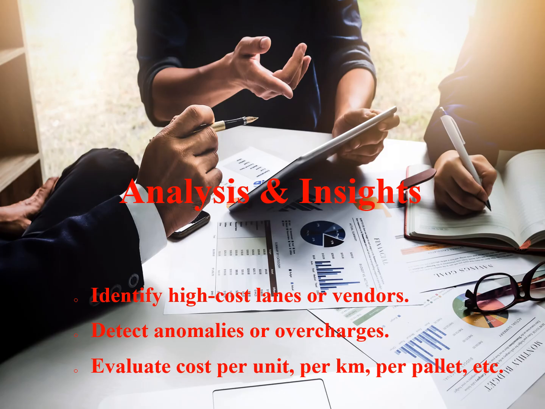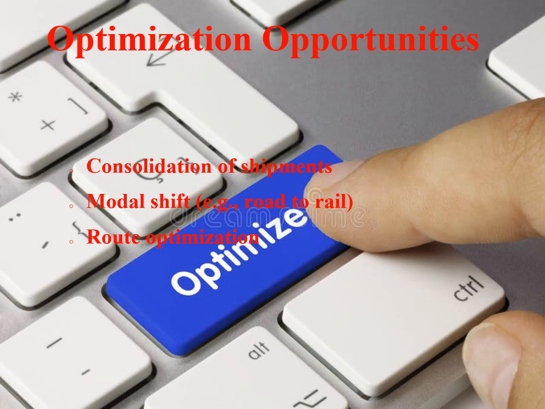Then come the major steps in which we analyze and gain insights, in which we identify high cost lanes or vendors, detect anomalies and overcharges, and evaluate cost per unit, per kilometer, and per pallet. Finally, we look into the optimization opportunities by consolidation of shipments, mode shift like road to rail, and other route optimizations.